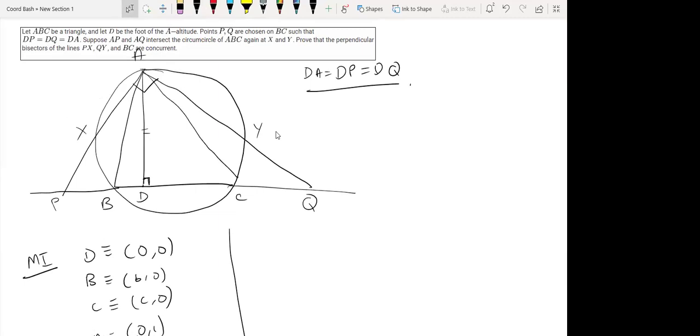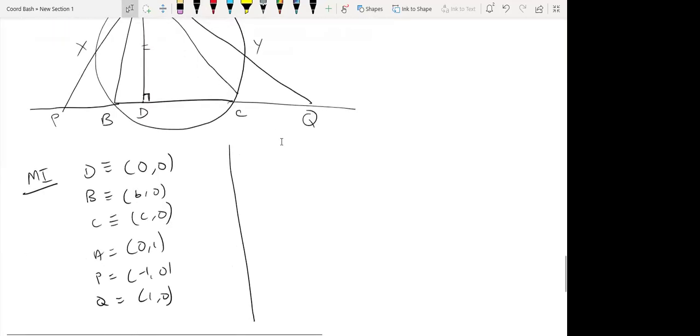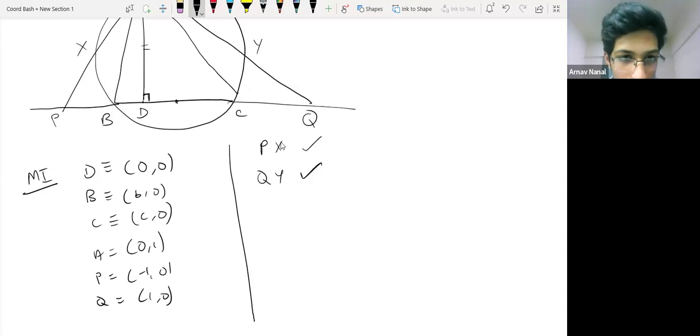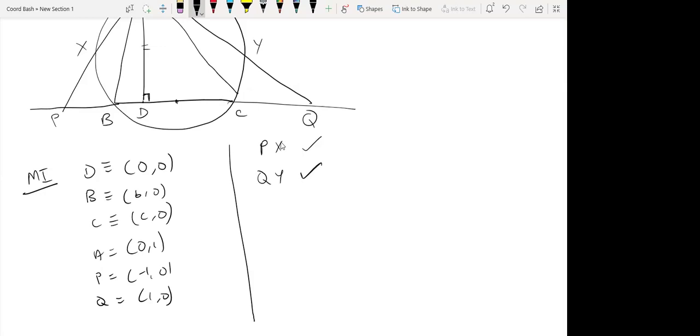I think if we're looking at the flow, then the next thing would be to find the equations of Px, Qy, and we can take the midpoints of Px, Bc, and Qy to be m1, m2, m3. So we also want to find the equations of Pm1 and Qm3. Could you repeat the last part? We'll take the midpoints of Px, Bc, and Qy to be m1, m2, m3.